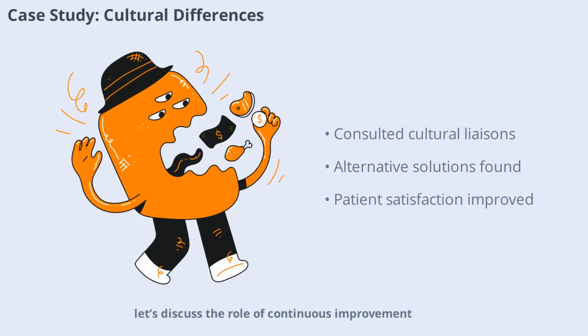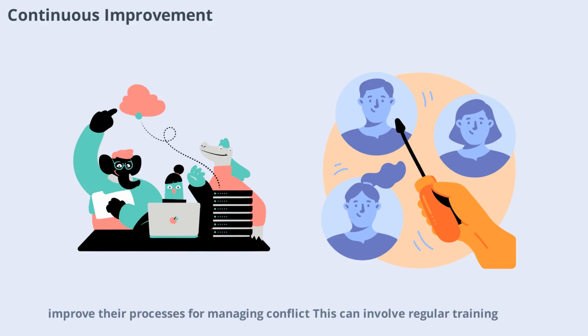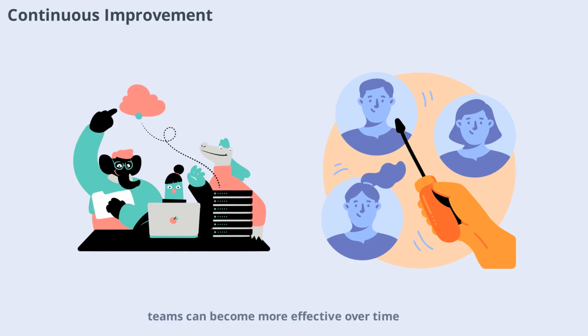Next, let's discuss the role of continuous improvement. Conflict resolution is not a one-time event. Healthcare organizations should continuously review and improve their processes for managing conflict. This can involve regular training, feedback sessions, and policy updates. By learning from past conflicts and adapting strategies, teams can become more effective over time.